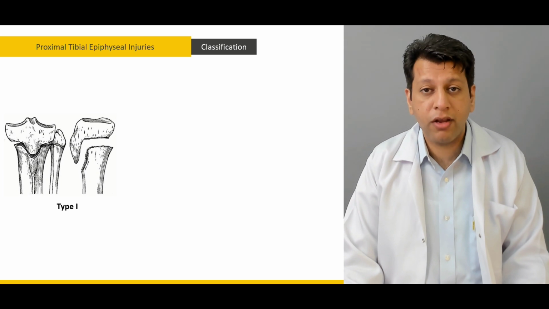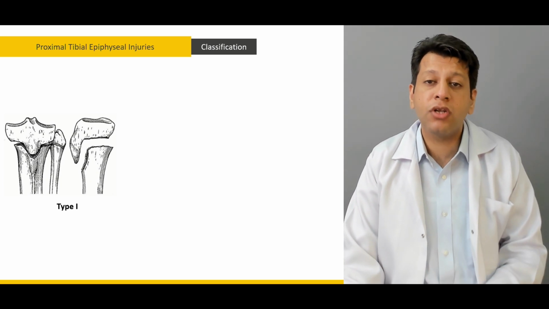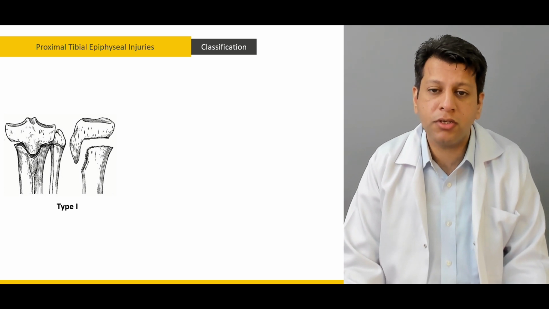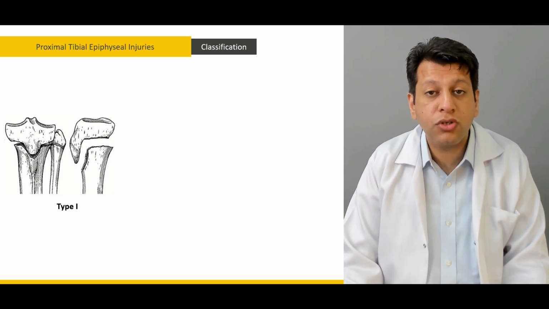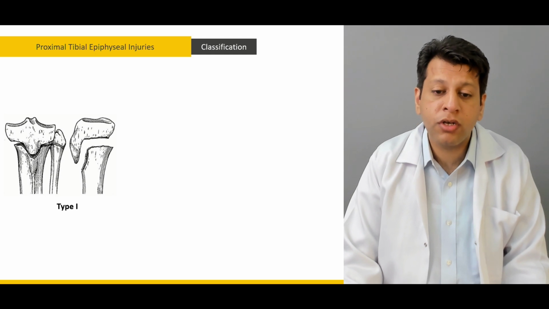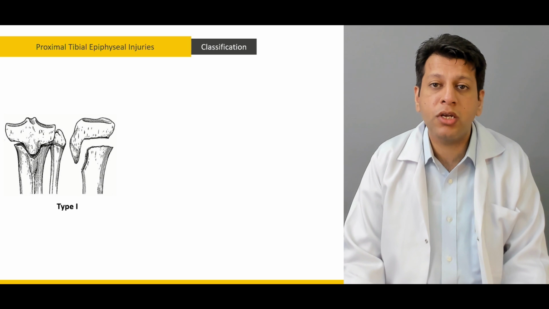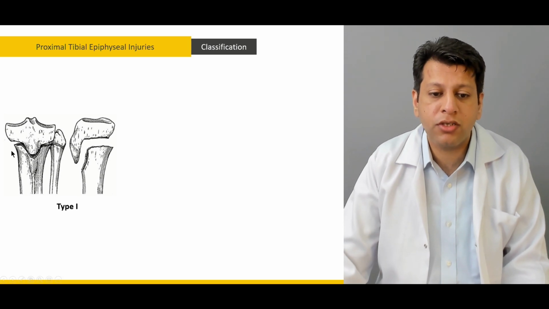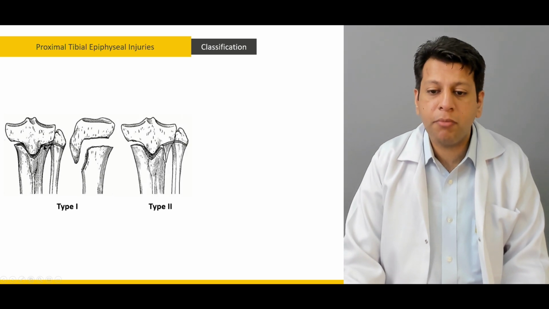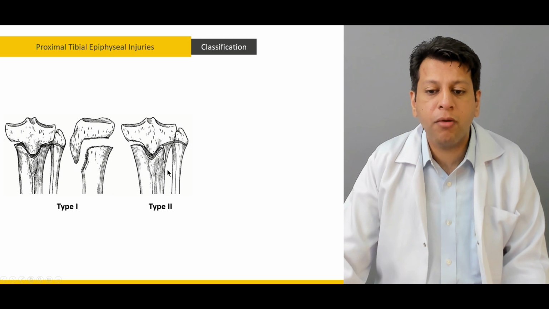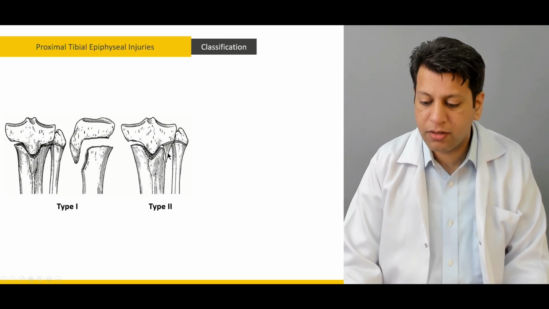Again, a very rare phenomenon, but as the physis in children is open, they can suffer from epiphyseal or physeal injuries. There is a Salter's classification for the proximal tibial epiphyseal injuries. As you know, type 1 is when the physeal fracture goes through the substance of the physis. Type 2 is when the fracture extends into the metaphysis of the tibia.